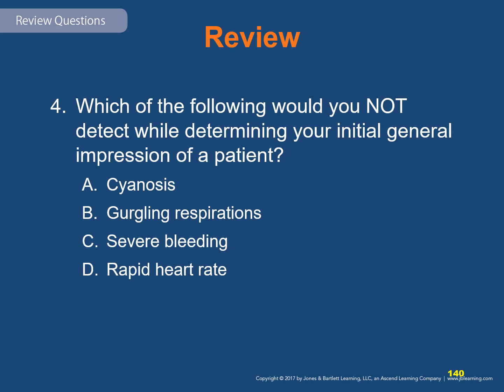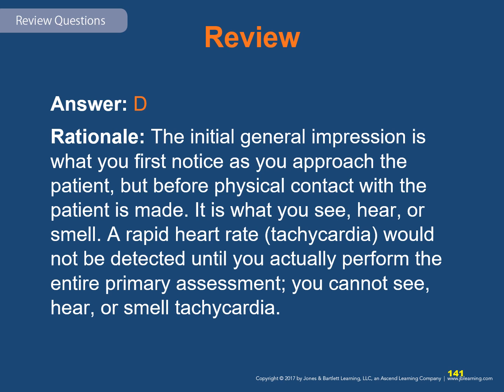Number 4, which of the following would you not detect while determining your initial general impression of a patient? A, cyanosis, B, gurgling respirations, C, severe bleeding, or D, rapid heart rate? The answer is D. The initial general impression is what you first notice as you approach the patient, but before physical contact with the patient is made. It's what you see, hear, or smell. A rapid heart rate, tachycardia, would not be detected until you actually perform the entire primary assessment, and you cannot see, hear, or smell tachycardia. You can only feel it.